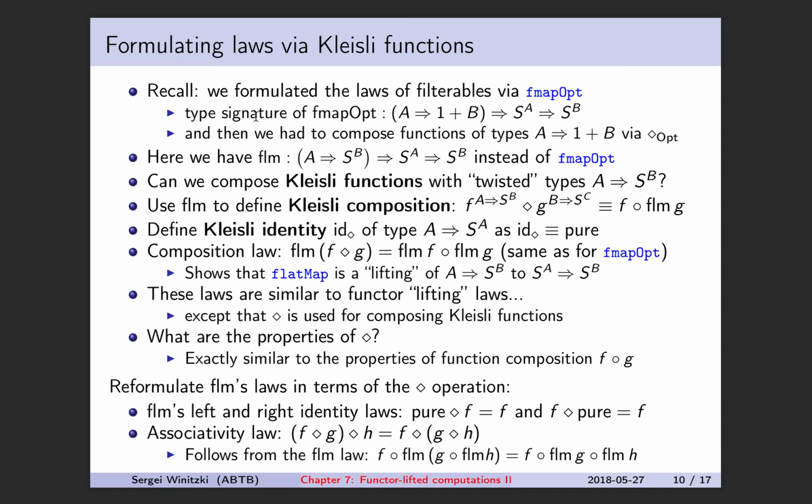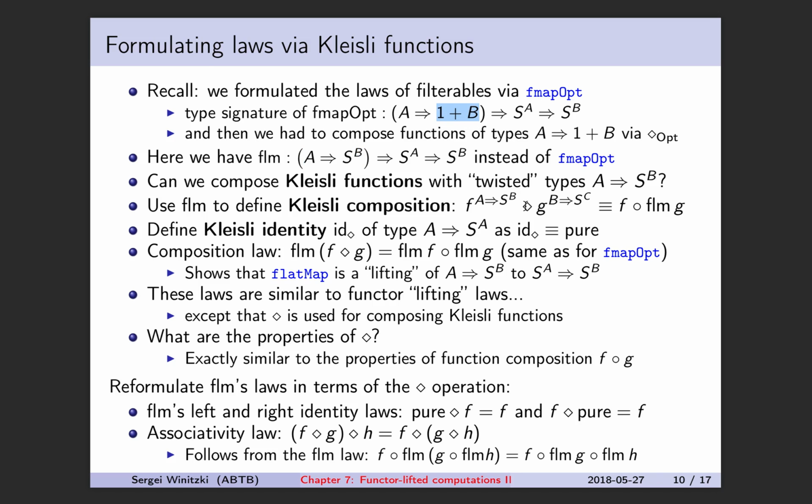However, we can reformulate all the laws of the monad in a much more concise way, remembering how this was possible for the filterable functors if we used this fmap opt lifting, which had this type signature, and now we have flatMap that has this type signature. It's quite similar, except we're using a different functor here. Otherwise, it's a lifting of a kind, which is a Kleisli function here with functor S instead of this functor option.